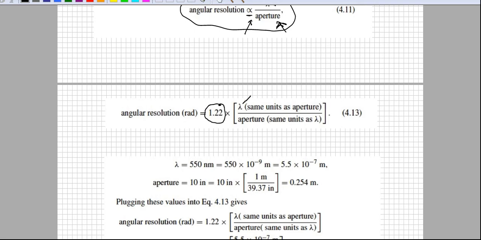If you use that constant, and whatever units you use for wavelength and aperture are the same, that is, they can be any units of length as long as they're the same units in the numerator and denominator, you will get the angular resolution in radians. So equation 4.13 is one way for you to calculate angular resolution.